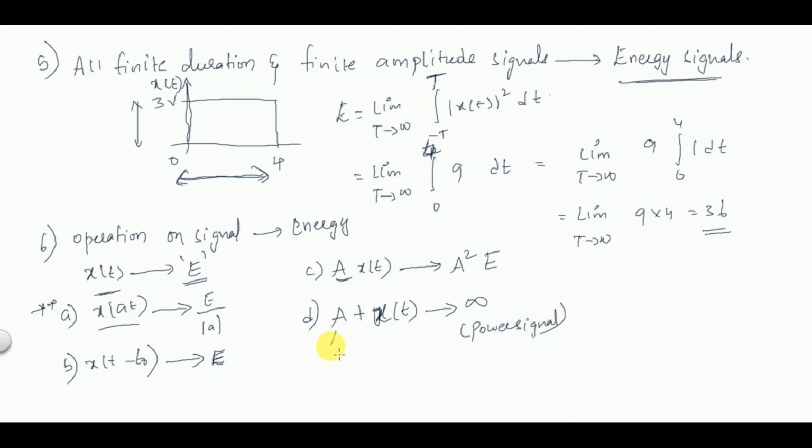Because a is a constant, it is a power signal, and x of t we have taken as an energy signal. As I have told you, power plus energy signal will be a power signal, so its energy is going to be infinity. So if you add some DC to an energy signal, it becomes a power signal. This is the most important point you have to remember. If you add some DC to an energy signal, the resultant will be a power signal. These are the important points regarding operations on signals if you are given an energy signal.